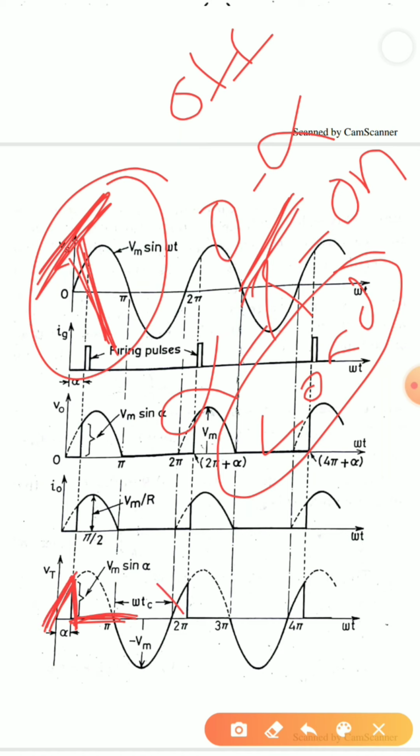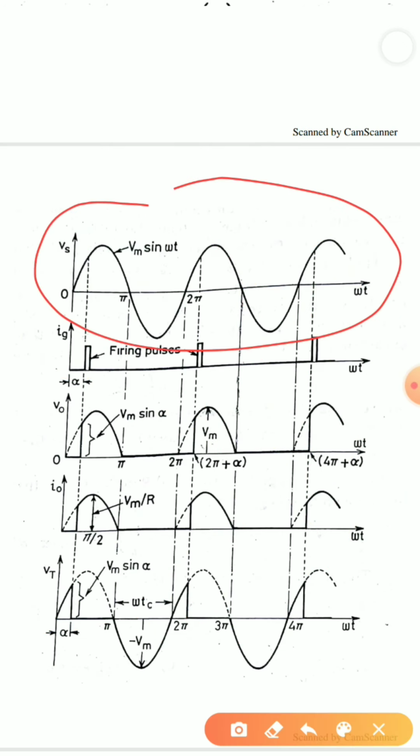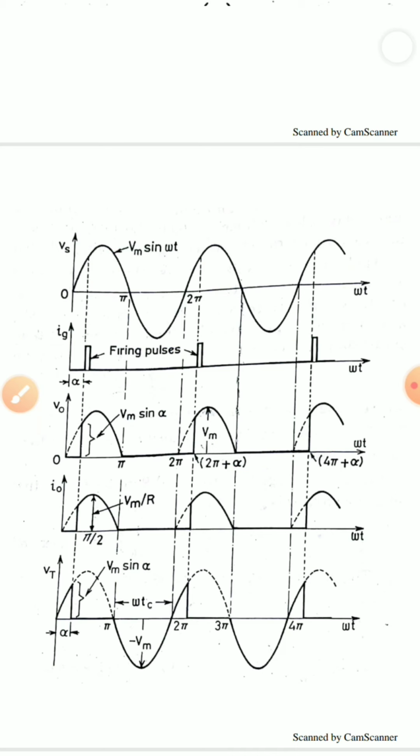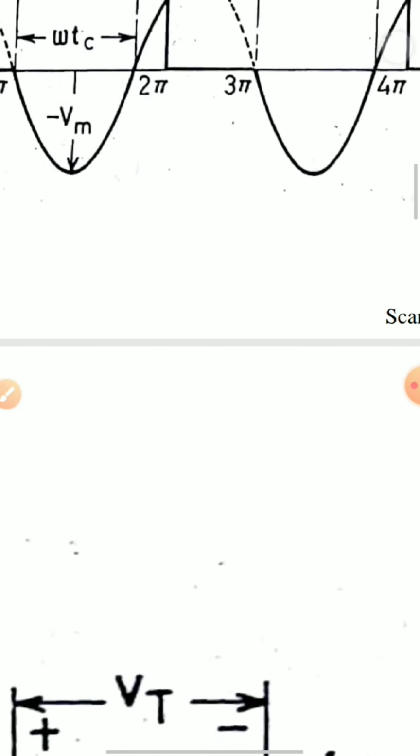So I can clearly see that the Vt waveform is source minus output. If I do this, I get my thyristor voltage. This is my source voltage, this is my output voltage. I am subtracting the output voltage from the source voltage, so this portion will get removed, because during this portion my thyristor is on, and the remaining portion is the voltage across my thyristor. Now moving further, we have to find some expressions for the operation of this thyristor.